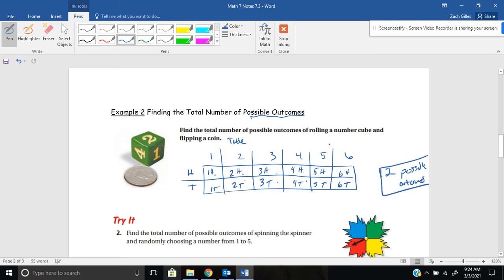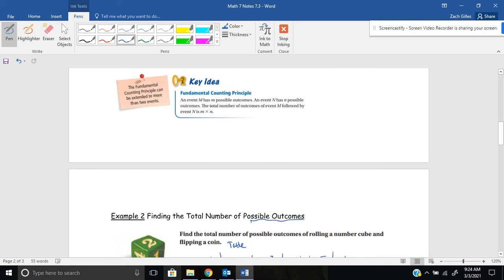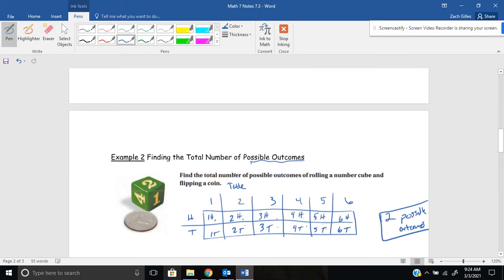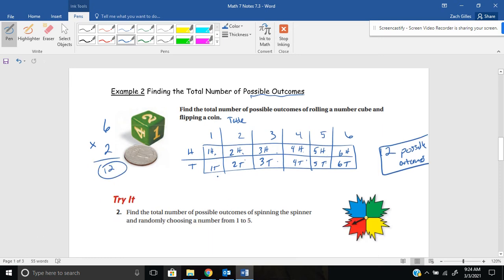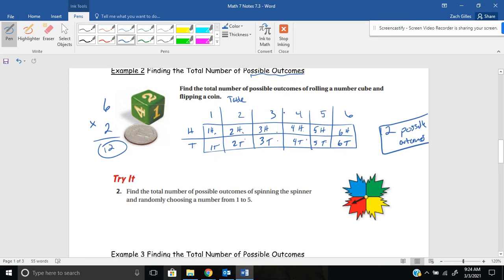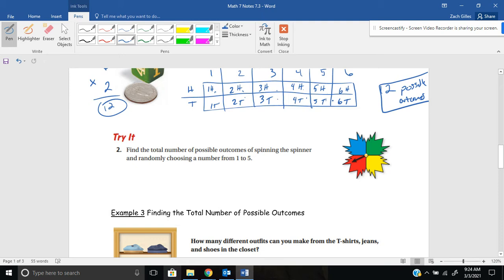Could we get the same answer using the fundamental counting principle? Well, absolutely. How many sides are on a dice? 6 possible outcomes there. And how many sides are on this coin? 2. And what's 6 times 2? Well, that's 12. So there are 12 possible outcomes. Sometimes, though, it can be helpful to see it in a table. So again, either method will work. Go ahead and pause the video now for the try it.